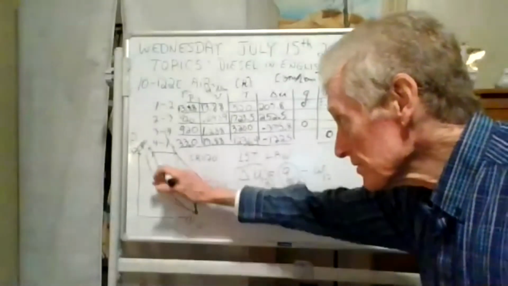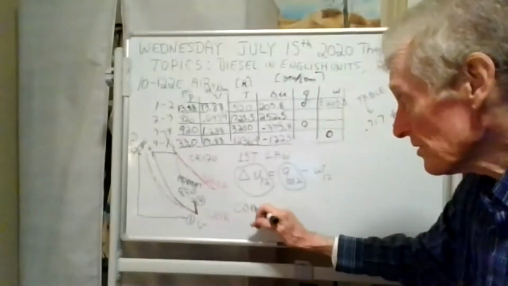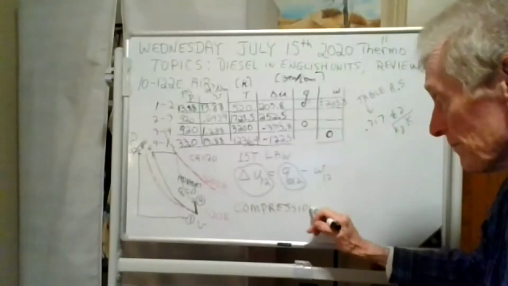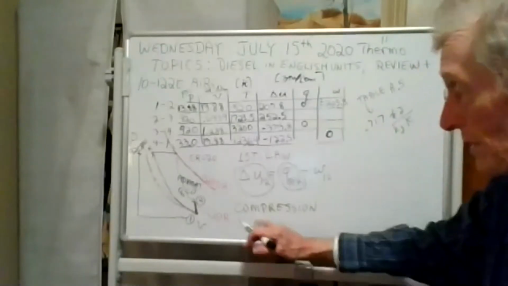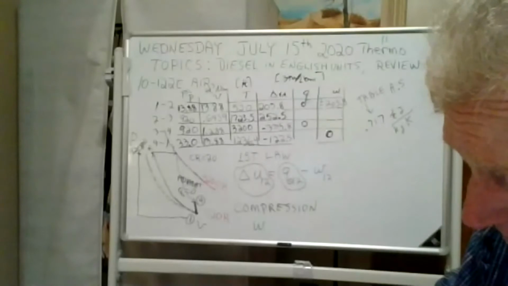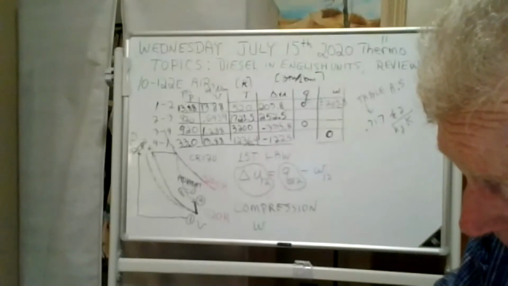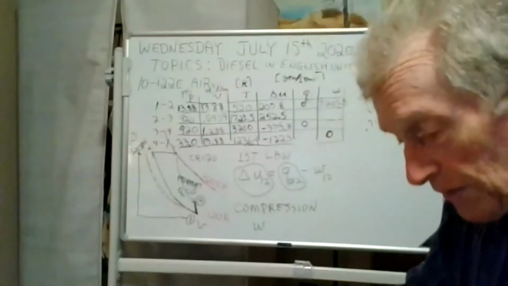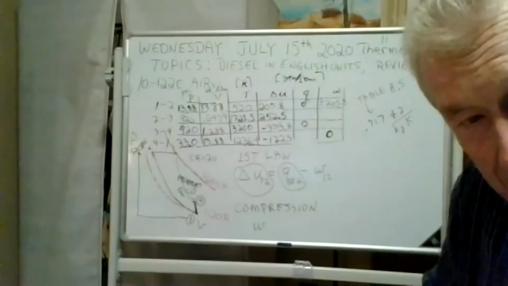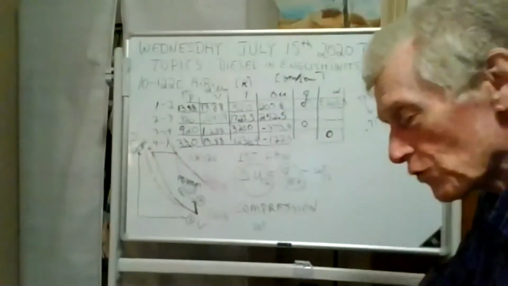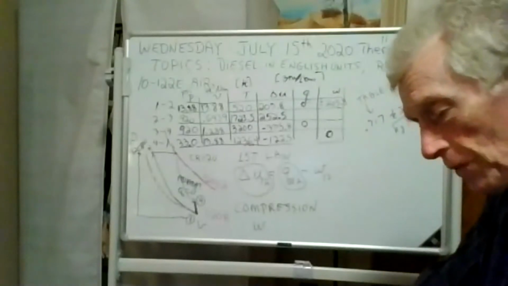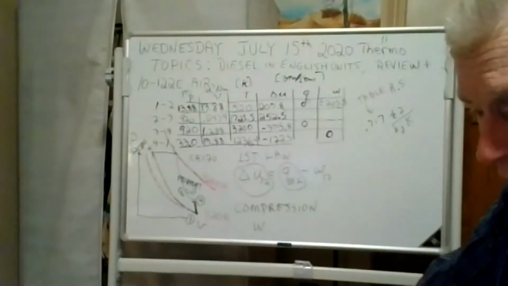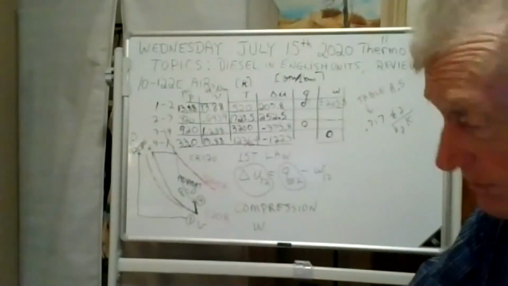Look, going from 1 to 2 is called compression. Roxana, what do you know about compression work? It decreases. I'm sorry, I didn't quite hear you. It decreases. Yeah, well, it's negative. You don't use the word decreases in regard to work. Work is not something that increases or decreases. Work is either positive or negative.